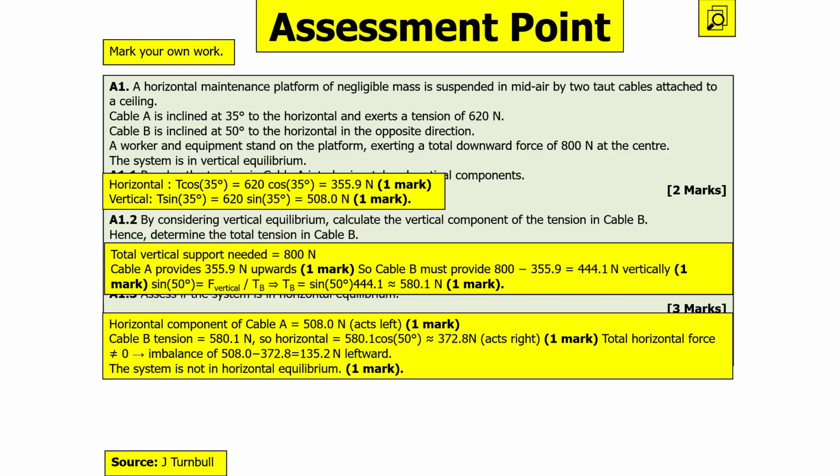For the final part of the question, the horizontal component of cable A, as we've just worked out, is 508 newtons. Now the cable B tension, if you work it through, is going to be 580.1 newtons, as shown in the previous question. So therefore 580.1 times by cos 50, which is the horizontal component of cable B's tension, is going to be 372.8 newtons. So therefore the total horizontal force is not going to be equal to 0. It's actually got a force of 135.2 newtons towards the left, indicating that we're not in horizontal equilibrium.